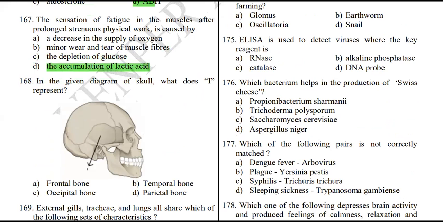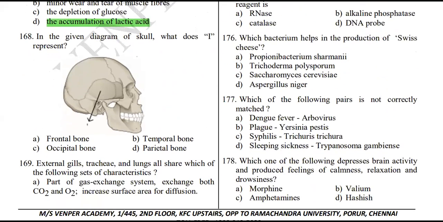The next question, in the given diagram of the skull, what does the eye represent? Okay, first you have to remember this area, right? This is going to be the, let me write it here. This is going to be the frontal bone, and this is going to be the parietal ones. Two are going to be parietal, on the right side as well as on the left side. This is occipital, and this is temporal, and this is sphenoid. Okay, yes. So the answer for this question is temporal bone. This is the temporal bone.